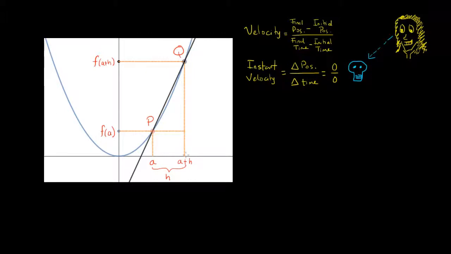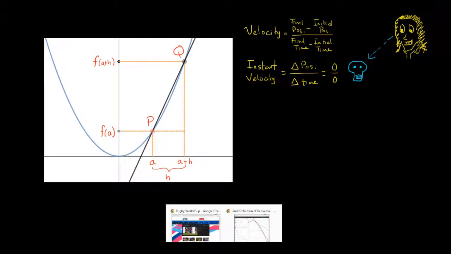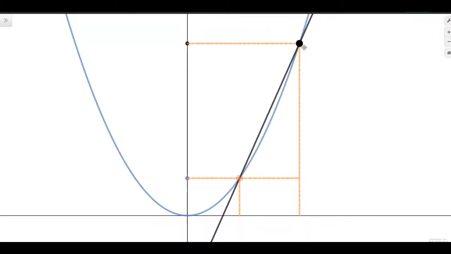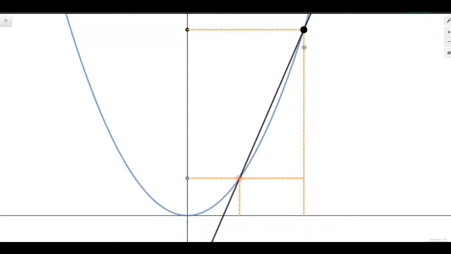Now, what happens when you move from here, from A plus H, to A over there? That is to say that the value of H will get really close to 0. So I'm going to show you in a graph how this will look. Here is my graph in Desmos. This one's animated. I'm going to show you what happens when I move this point Q really close to the other one, P.